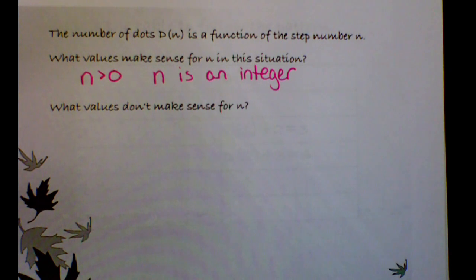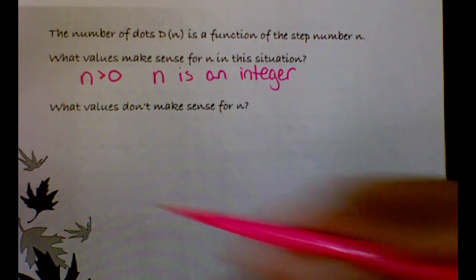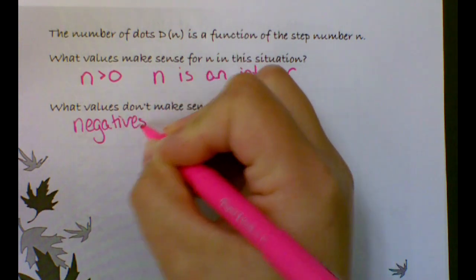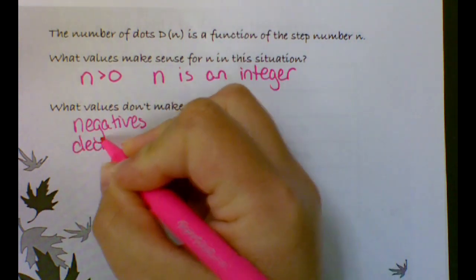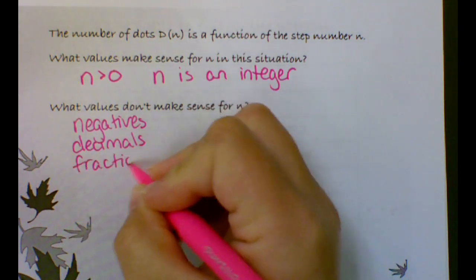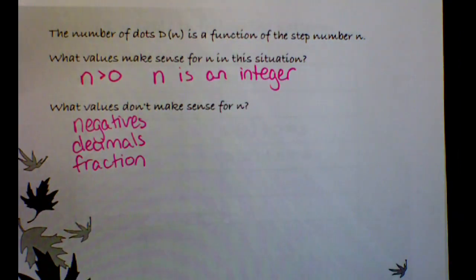Also think about what numbers don't make sense for n. We just mentioned those. Negative values, decimals, fractions, any non-whole value of n.